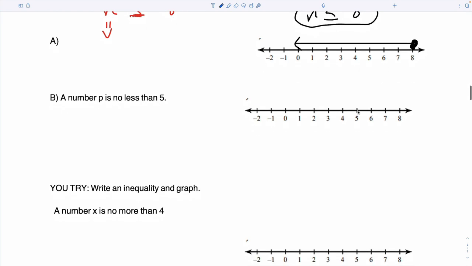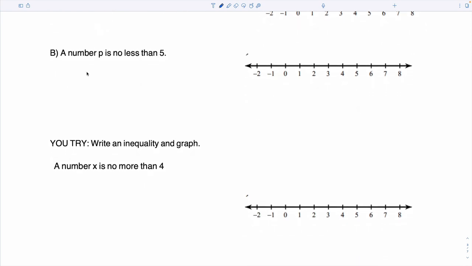Next one is a number P is no less than 5. Mr. McT has no less than 5 donuts. I have no less than 5. How many donuts could I have? I could have 5, sure. How many more could I have, Mackenzie? I could have 7. I just can't have less than 5. So if I can't have less than 5, I've got to have greater than. No less than means greater than, and I also could have had 5 donuts. This is no less than.